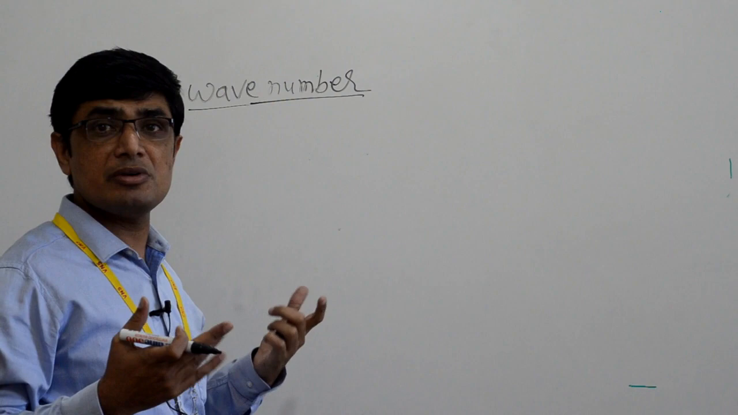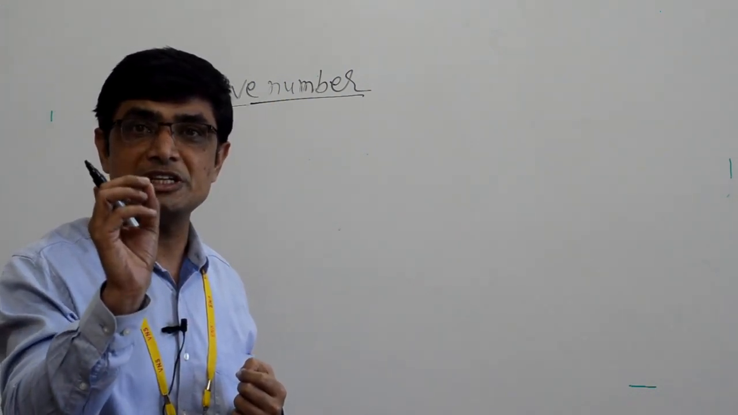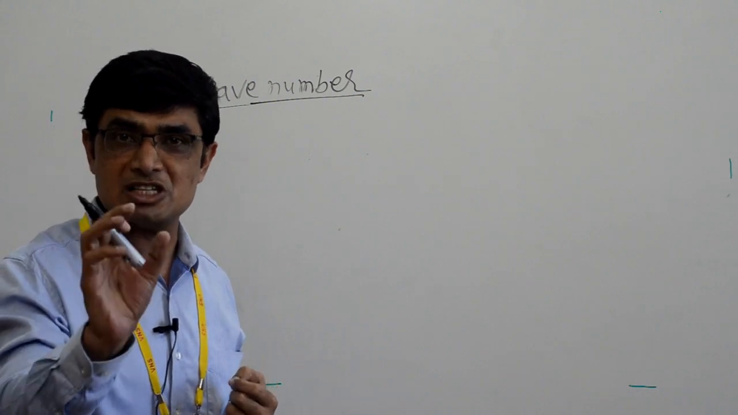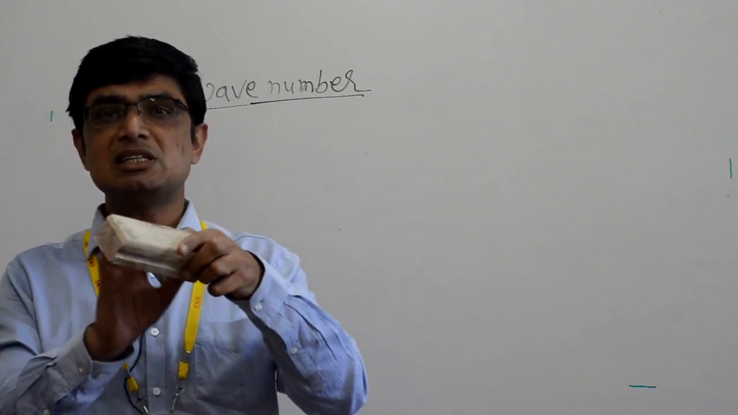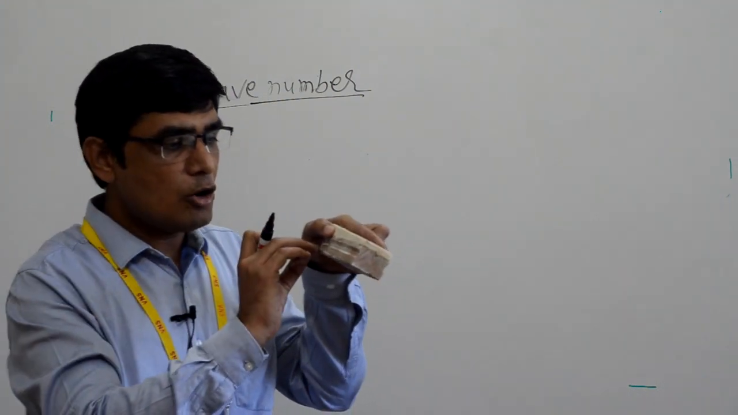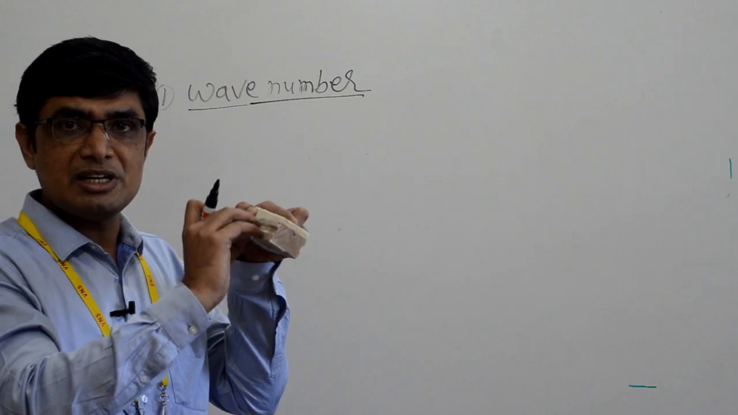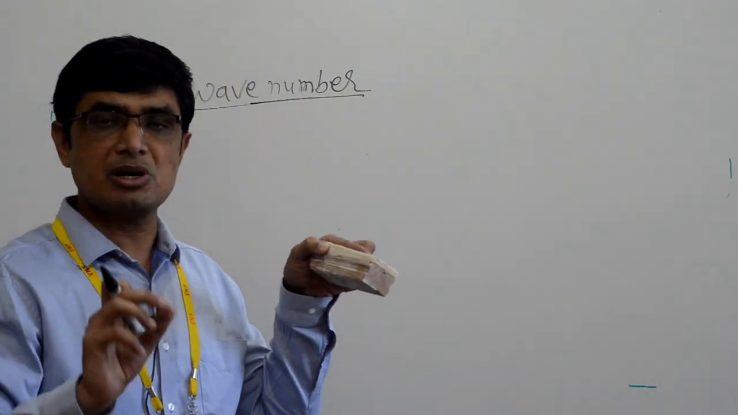Number of waves in which? That is the number of waves in 1 unit distance, 1 centimeter. Suppose this is 1 centimeter, just like that. How many waves are present in this 1 centimeter is known as the wave number.